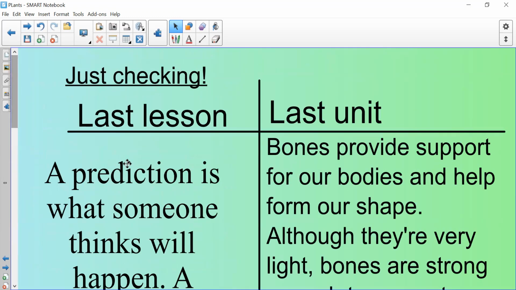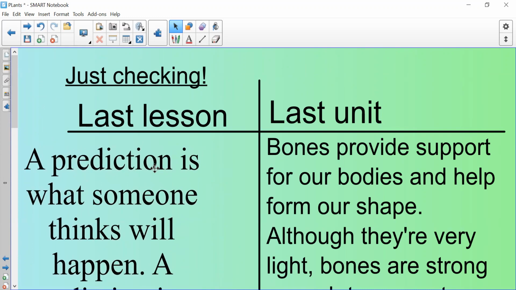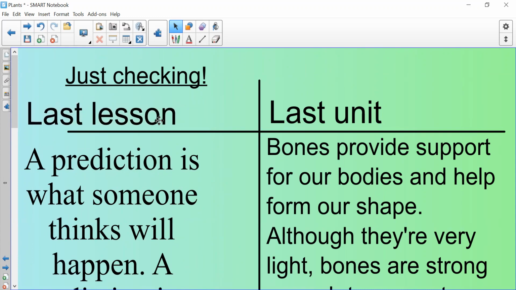Okay, so last lesson you made a prediction about what was going to help our cress seeds grow the best, okay? And you would have been hopefully using your knowledge from what we've learnt so far about plants, okay?